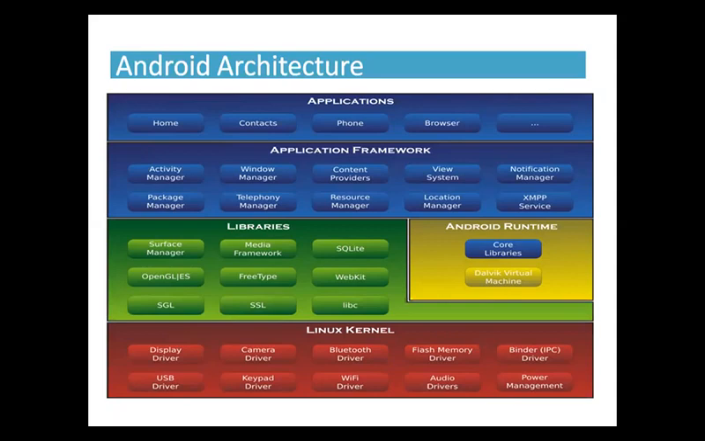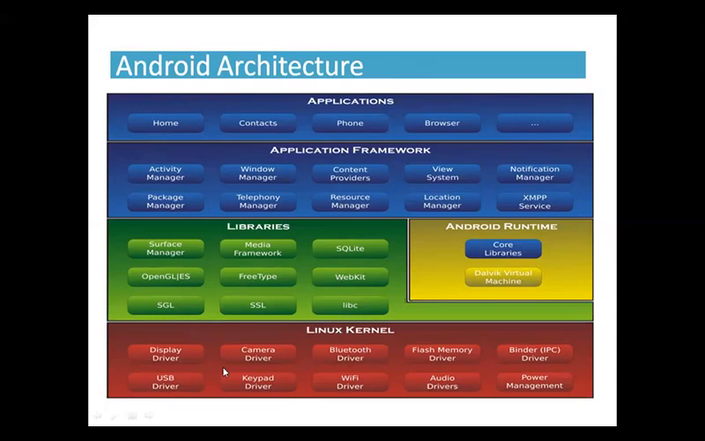I already explained the typical definition of Android. What is Android? Android contains mainly three things: operating system, middleware, and applications. The Linux kernel is the operating system. Application framework and libraries come under middleware, SDK. And applications come under core applications. So the operating system is the Linux kernel, middleware is the application framework and libraries, and the last one is core applications.